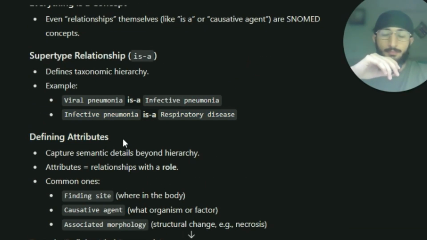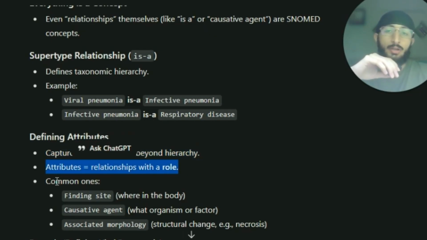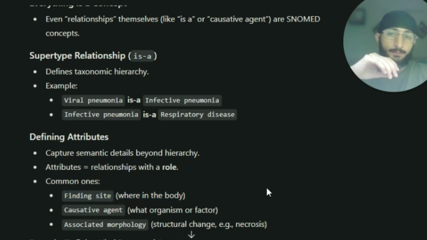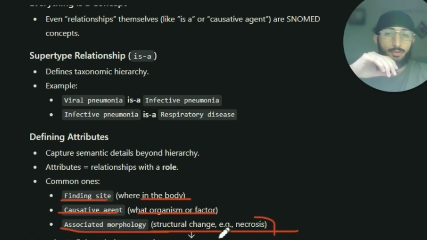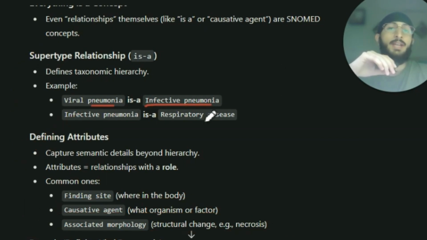Now defining attributes capture semantic details beyond hierarchy. Attributes are relationships with a role. Common ones: finding site, where in the body; causative agent, what organism or factor caused it; and associated morphology, that is structural change, for example necrosis. These are defining attributes. And supertype relationships define the taxonomic hierarchy, the is-a type relationship. So viral pneumonia is a infective pneumonia is a respiratory disease.